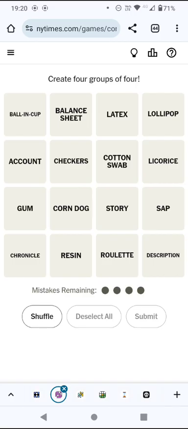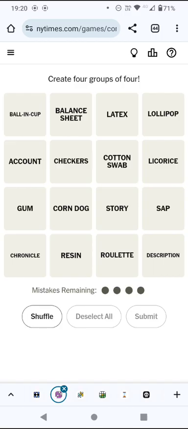Now, we've got balance sheet and account. Those clearly go together, but I'm not sure what's going to go with them. We've got ball in cup and checkers, roulette. They're all sort of games, aren't they? But then maybe corndog is going to be with ball in cup because they're things you'd find at a fair.